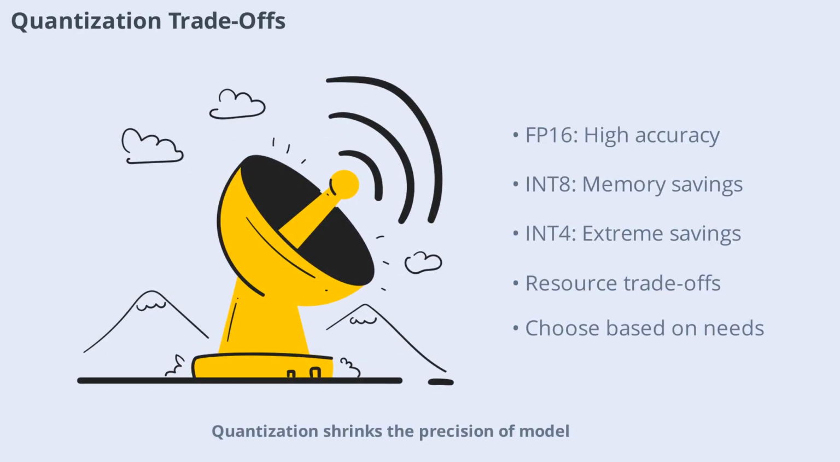Quantization shrinks the precision of model weights to save VRAM and boost throughput. FP16 offers high-fidelity precision and maximum accuracy, but demands heavy resources. INT8 provides 50% memory savings with negligible accuracy loss. INT4 delivers extreme memory savings, enabling massive models on smaller GPUs, but can introduce noticeable degradation in complex reasoning or formatting tasks. Choosing the right quantization method depends on your application's needs and resource constraints.